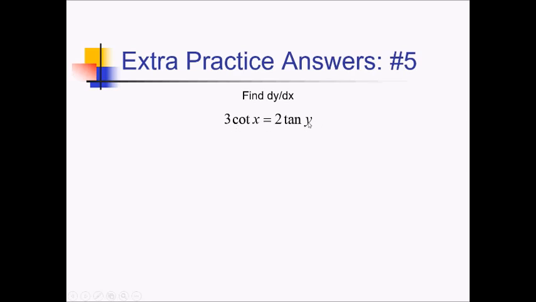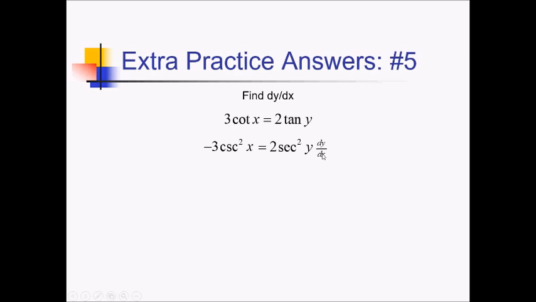So going from left to right, just taking the derivative of everything with respect to x, we've got 3 cotan of x. That's going to become negative 3 cosecant squared of x. And on the right side, 2 tan of y, that's going to become 2 secant squared of y times the derivative of y, because y is itself a function of x. So that's going to be a dy over dx tail that we need to throw in there.